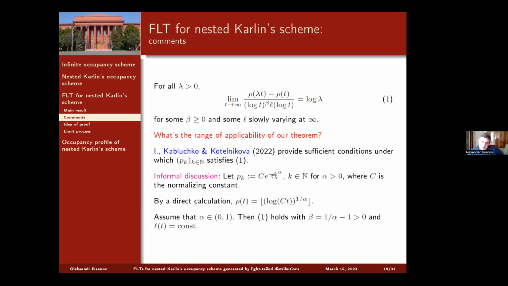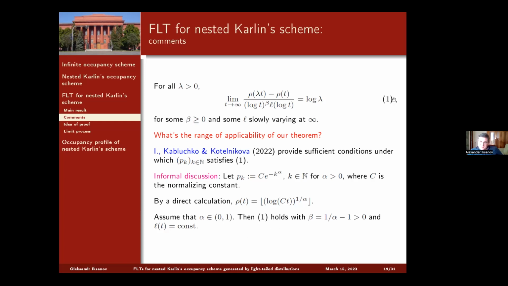So let pk be the discrete variable distribution given by the product of C capital times this exponent. Here C is a normalizing constant, ensuring that the probabilities pk sum up to 1. Now, by direct calculation, we can show that the counting function rho is given by the integer part of this logarithm to the power 1 over alpha. The presence of the integer part is not an issue whenever alpha belongs to the open interval (0, 1).